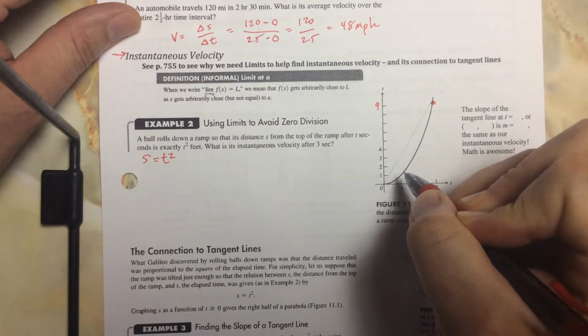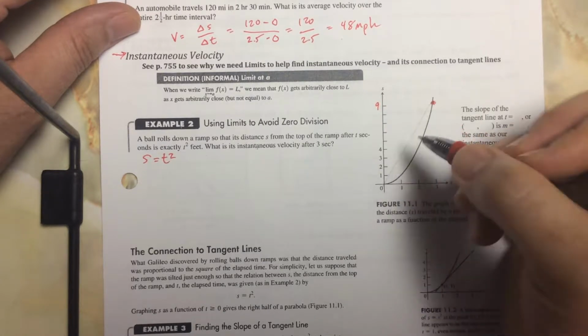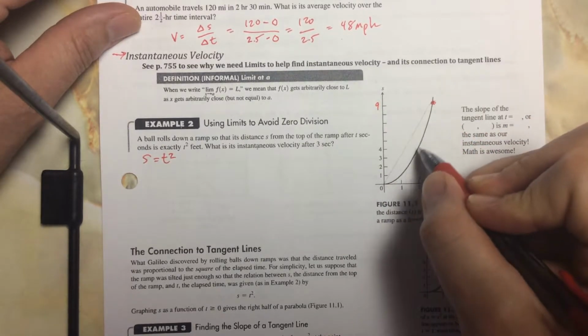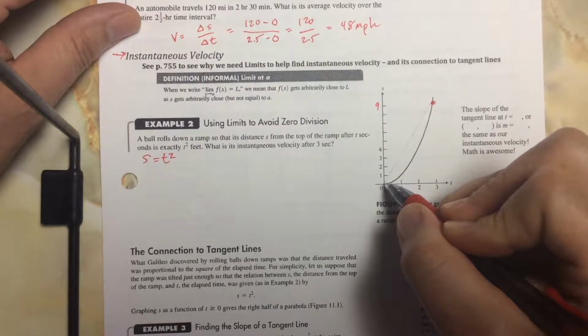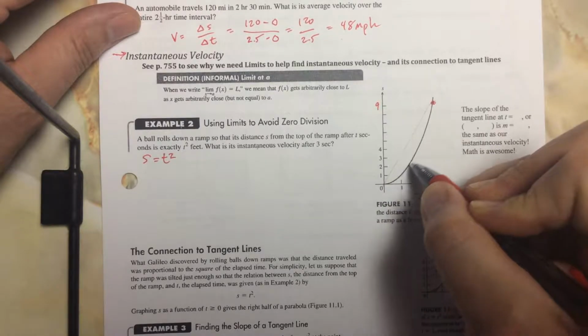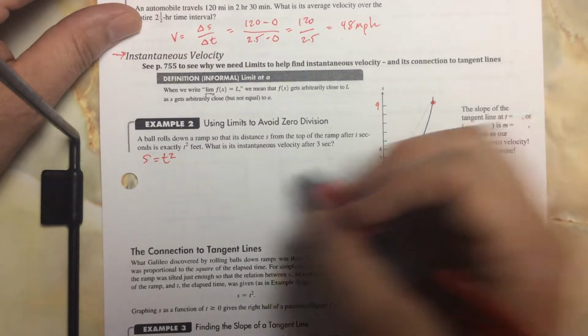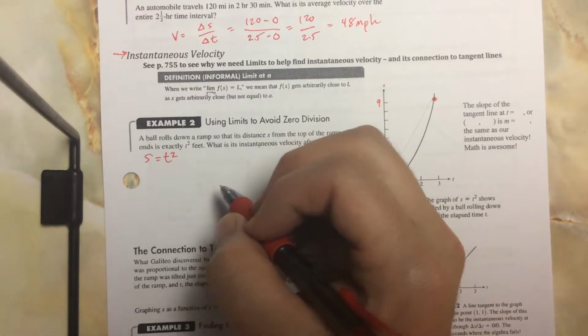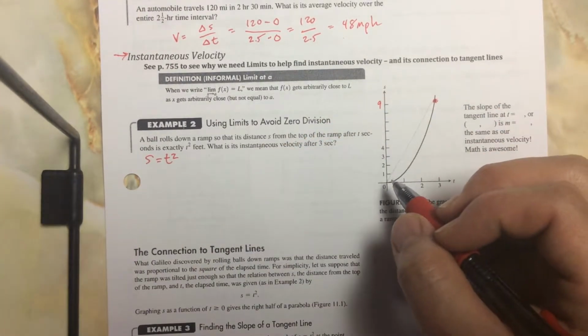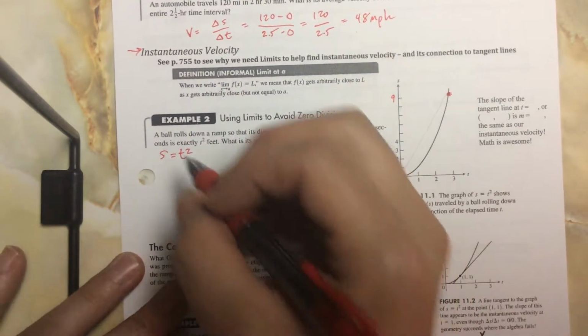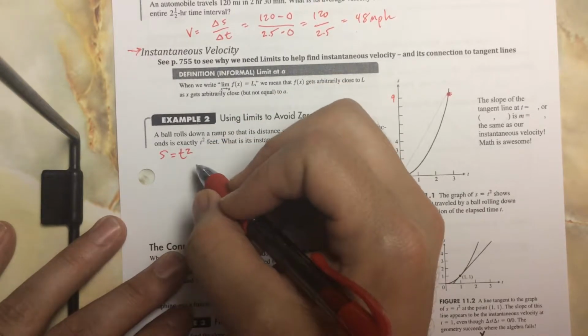Obviously, the ball takes on different velocities as it goes down the ramp. Because of the curvature here, we can see that the ball is actually gaining speed as it goes down the ramp. So let's do this. Let's start by setting up our change in y over change in x here.